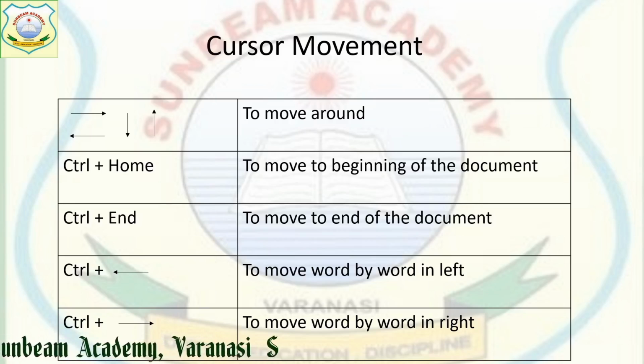Here I have given you a chart. 4 arrow keys we are having: left, right, top and bottom. With the help of these 4 arrow keys, we can move around the text. If we want to move towards left, then left arrow key, towards right, right arrow key, up, up arrow key, down, down arrow key. These 4 arrow keys help us for navigation in the document. Control Home is the combination of keys with Control and Home. It will move our cursor to the beginning of the document, from where your document has started.